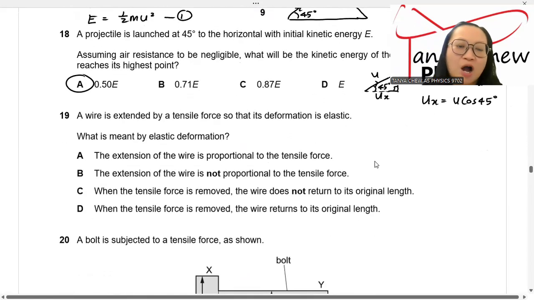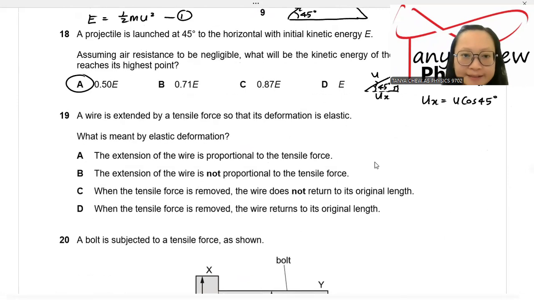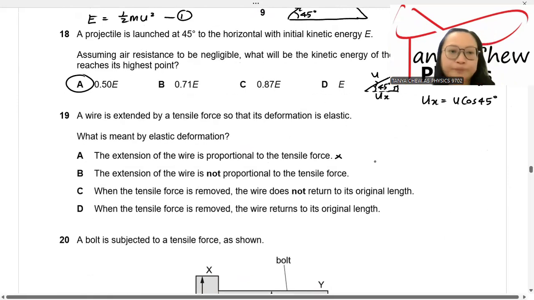Number 19, a wire is extended by a tensile force so that its deformation is elastic. What is meant by elastic deformation? Right, let us look at the first one. Extension of the wire is proportional to the tensile force. That is not elastic deformation. This is more like the limit of proportionality. So this is not your answer.